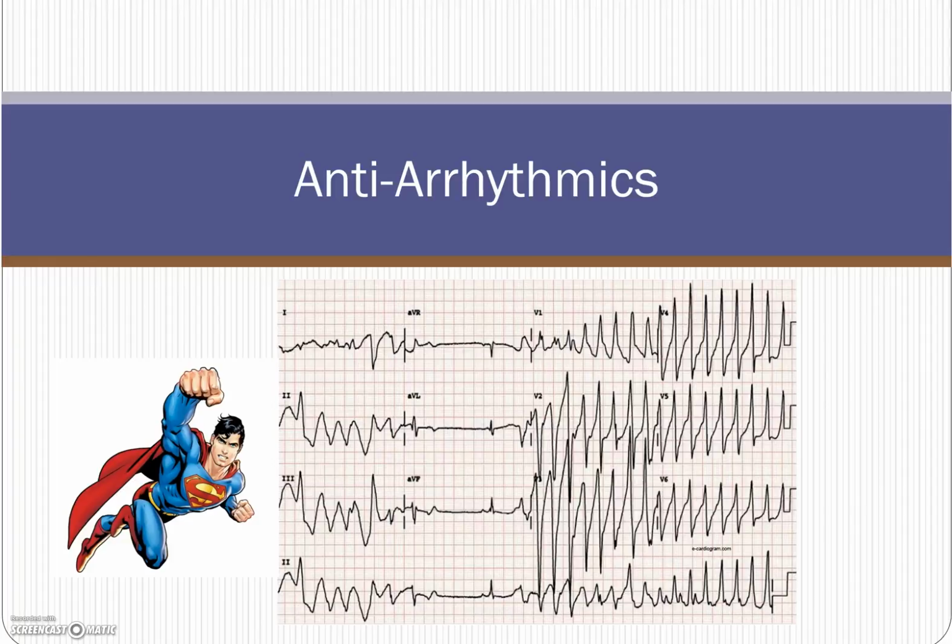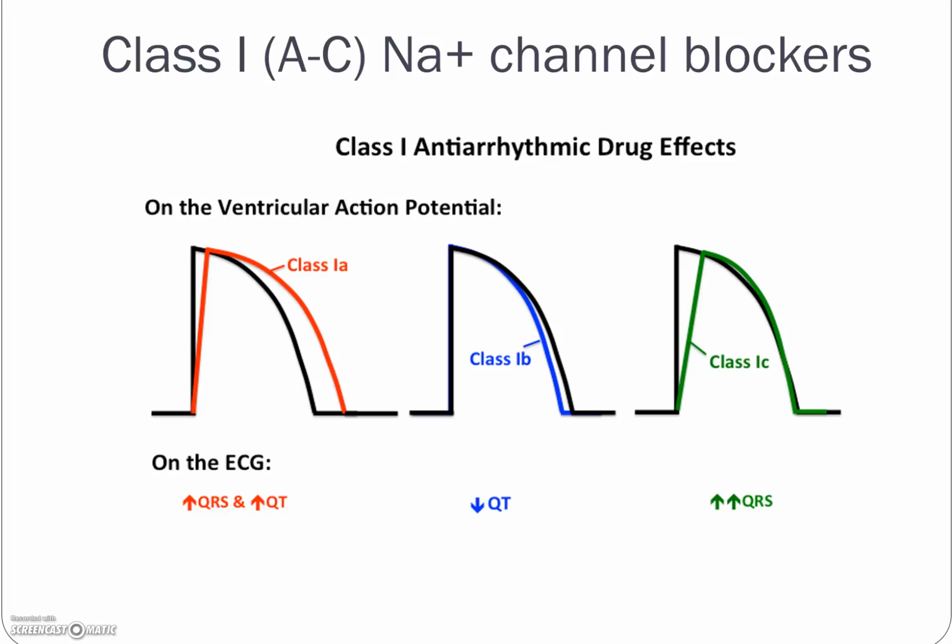So we're going to be talking about some of the antiarrhythmic drugs that you're most commonly going to be using in cardiac patients. First are your sodium channel blockers. Now there's actually three different groups of the sodium channel blockers. This is your class 1 antiarrhythmics. So you have class 1A, class 1B, and class 1C.